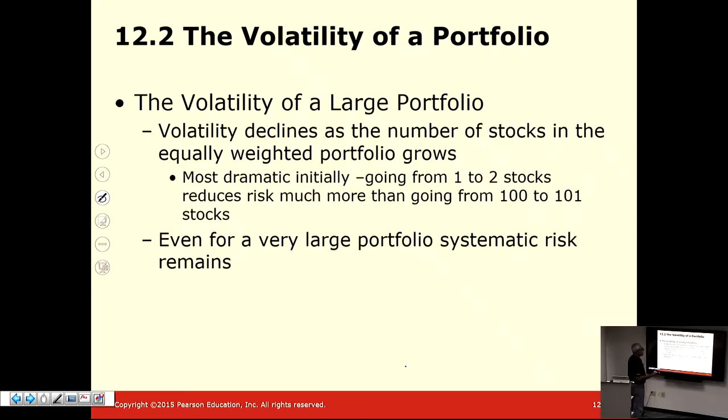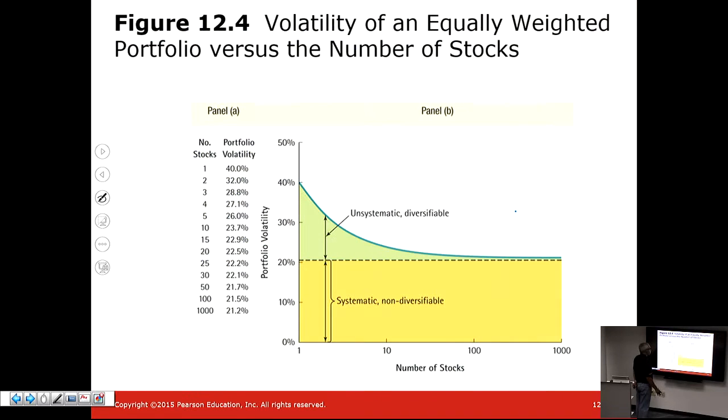Now comes the next part of it. What happens if I go from 1 to 2 stocks and then I add more and more stocks, get up to 100 stocks, go up to 1,000 stocks? So what happens for a portfolio that is made up of a large number of stocks? And we saw the answer to this a little bit in chapter 11. We will repeat this over here.